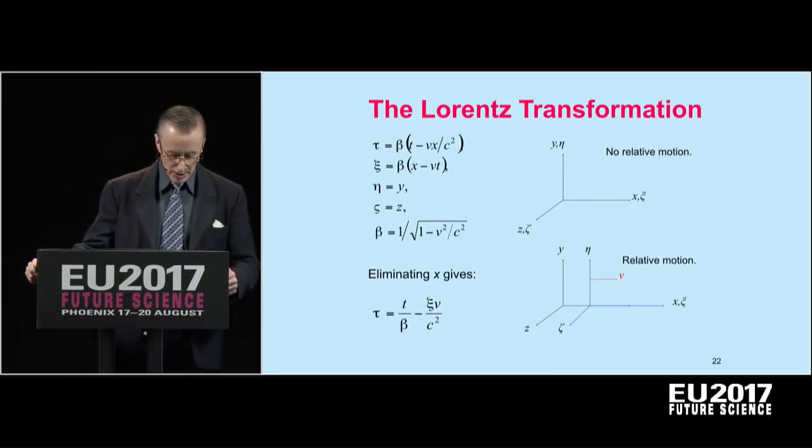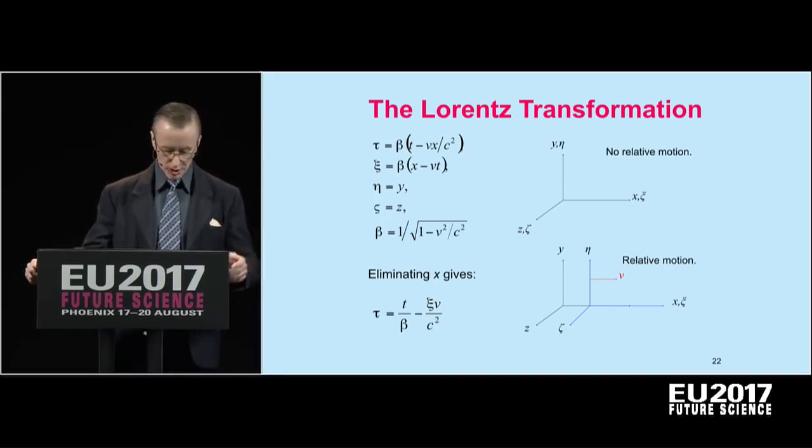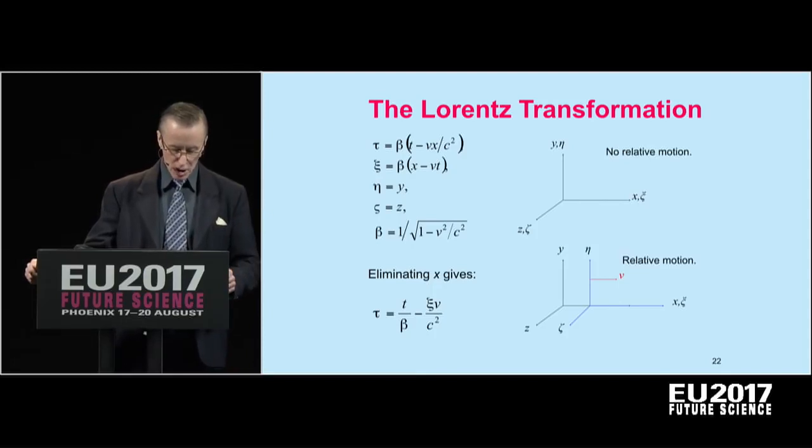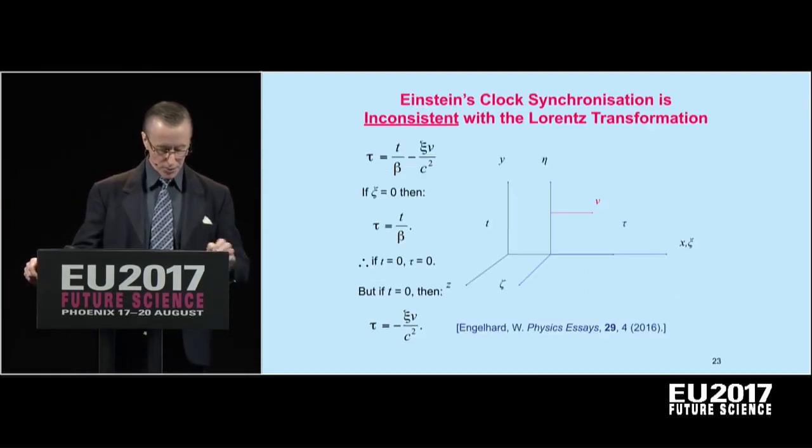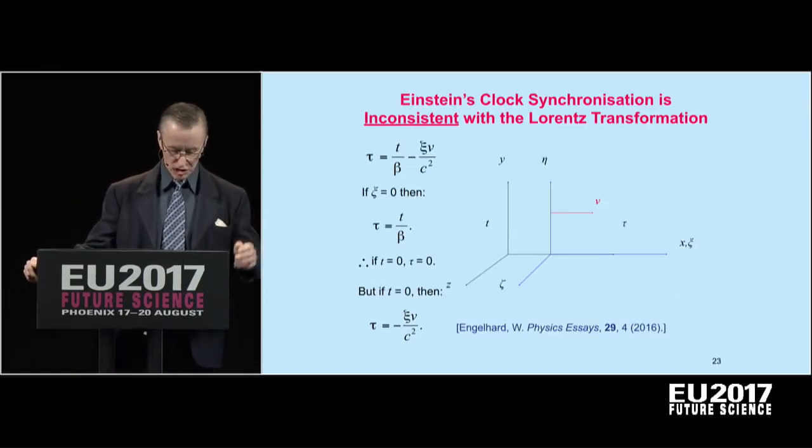Now, let's eliminate x from the equations for the Greek ones, the little k, tau. We solve the second equation for x, get the result, and stick it into the top equation. And we get tau is equal to t over beta minus zv over c squared. It's just a simple bit of algebra. We won't bother with the details here because you could do it yourself.